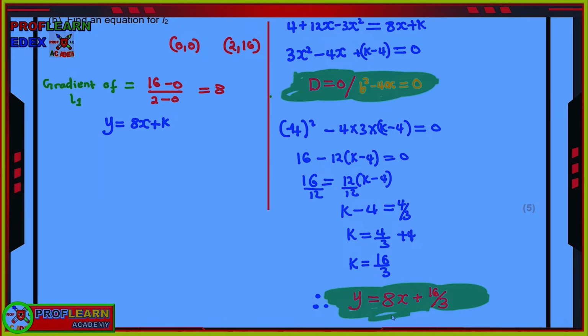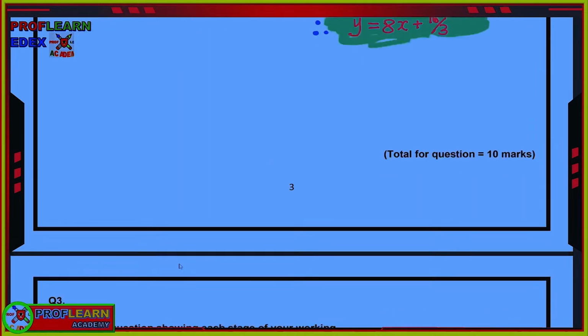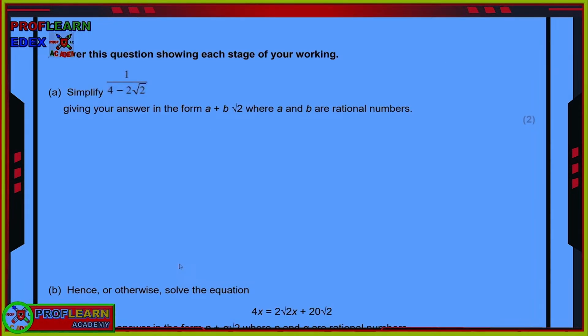And then now we can move on to the next topic, which I think that you really need to prepare. You need to know how to work with surds. You need to know how to work with indices as much as you are preparing for this particular exam. But here I have a question that says simplify 1 over 4 minus 2 root 2 and give your answer in the form a plus b root 2, where a and b are rational numbers.